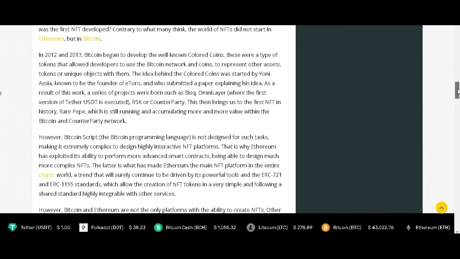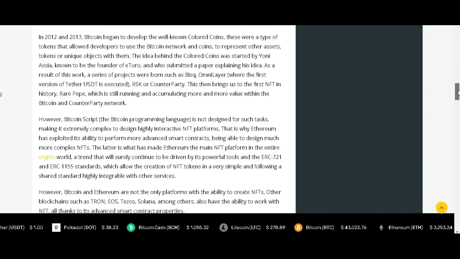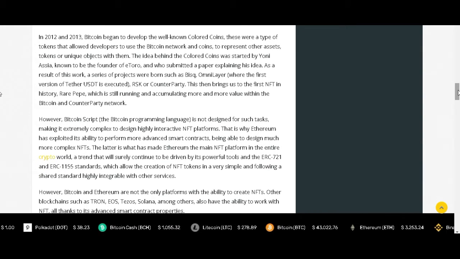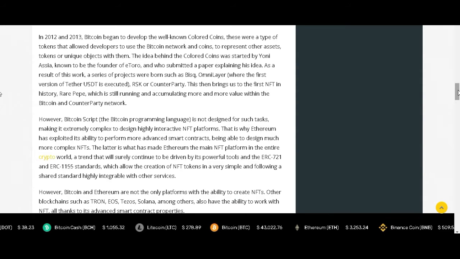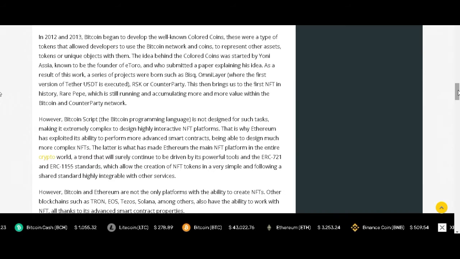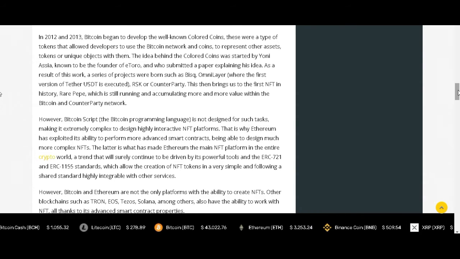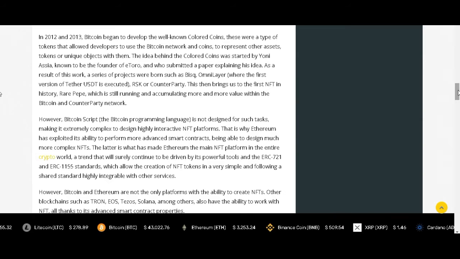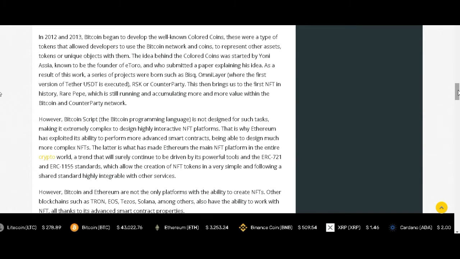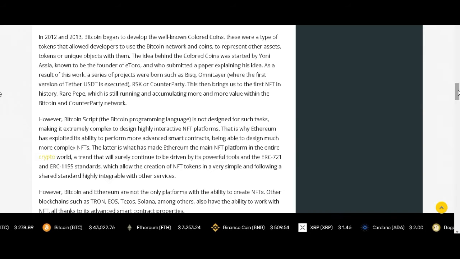As a result of this work, a series of projects were born such as BISC, OmniLayer, where the first version of Tether USDT is executed, RSK, or Counterparty. This then brings us to the first NFT in history, Rare Pepe, which is still running and accumulating more and more value within the Bitcoin and Counterparty network.